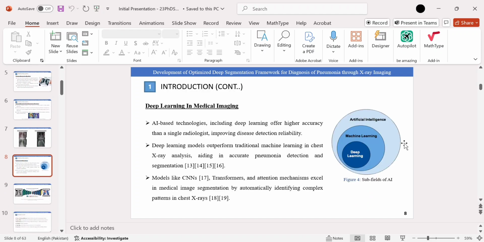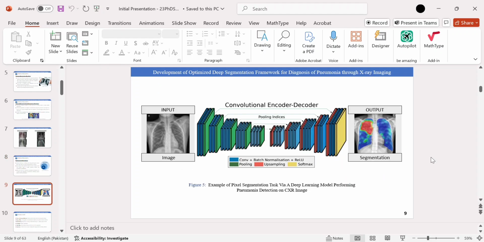Deep learning in medical imaging. Deep learning models like convolutional neural networks have revolutionized medical imaging, and they help in identifying complex patterns in X-rays. This is a sample image of a pixel segmentation task via a deep learning model performing pneumonia detection on a chest X-ray image with the help of an encoder and a decoder architecture that extracts meaningful features from the input image and reconstructs the output segmented image while preserving the spatial information.